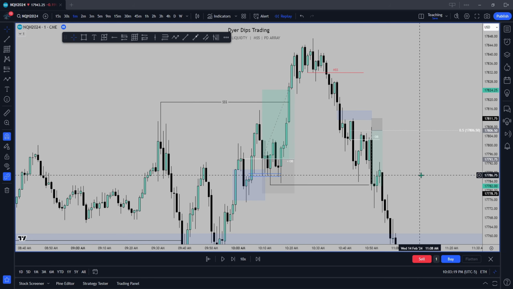Now, I hope you guys did find that insightful and that order blocks are starting to make some sense here. We will go into a little bit more depth when it comes to target practice and stop loss placement.